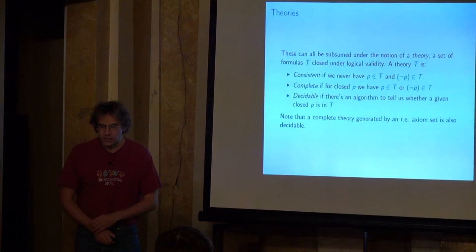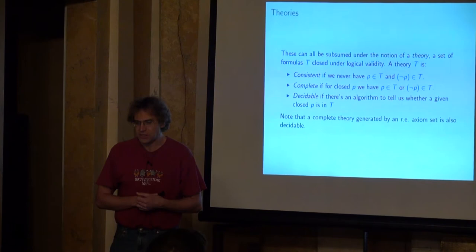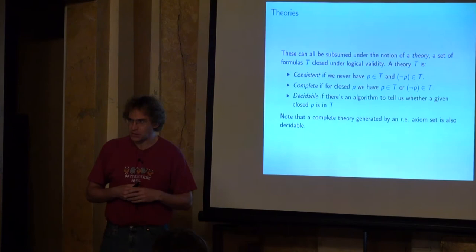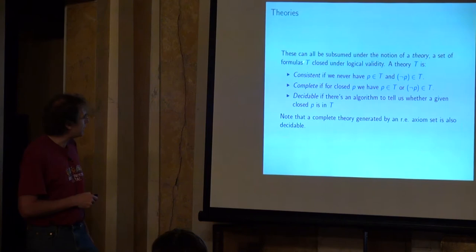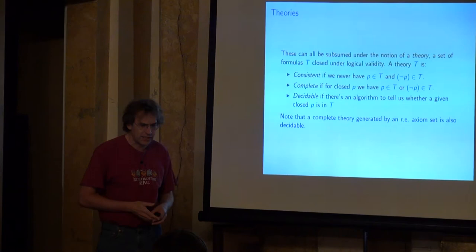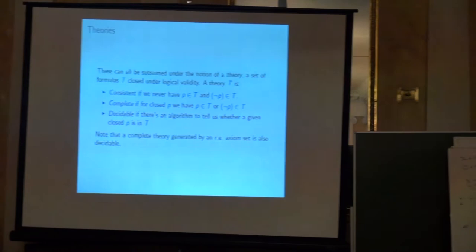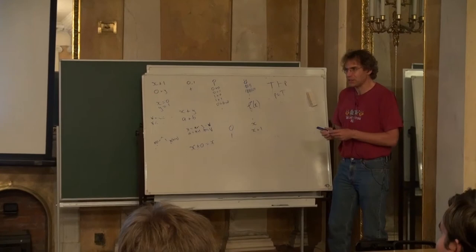We can consider all of these as particular cases of the idea of validity with respect to a theory. Intuitively, a theory is just some kind of set of background assumptions. But logically, we can make the following precise definition: a theory is just a set of formulas that's closed under logical validity. In other words, if from a theory you can deduce some formula P, then in fact P is in the theory. So conceptually you imagine that a theory consists of some assumptions and all the possible logical consequences of them.